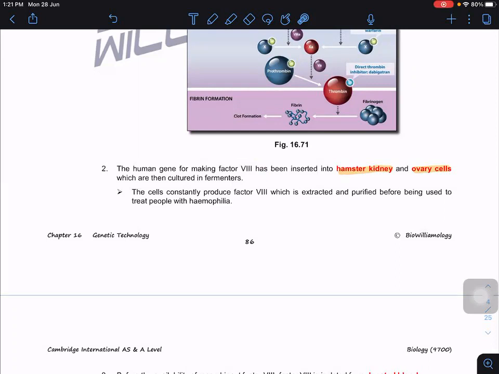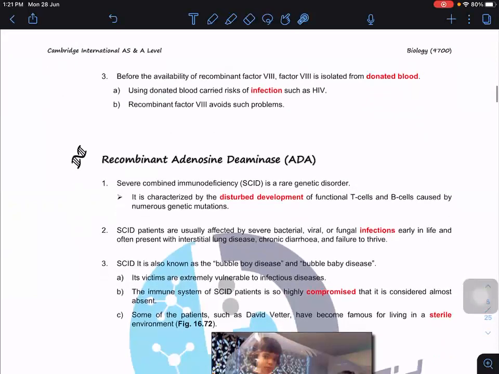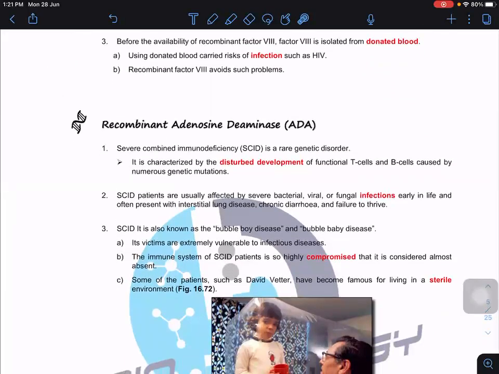Like insulin, we use E. coli, but that doesn't mean other types of protein must use E. coli. In this case, we use hamster kidney and ovarian cells, so it gives us a better product. So what is the benefit here? Previously, without the recombinant factor 8, it was isolated from donated blood. At that time, we were not clear about HIV, so there was a risk of infection. But recombinant factor 8 avoids this problem.